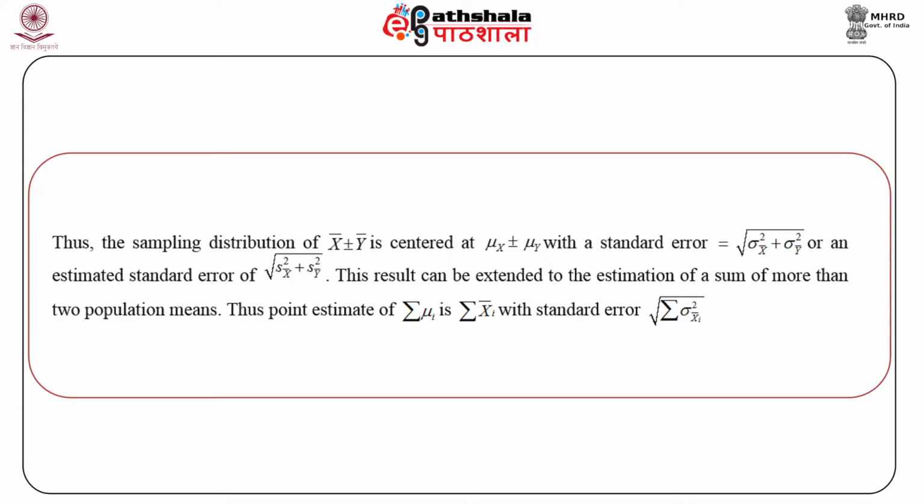Thus, the sampling distribution of x bar plus minus y bar is centered at mu x plus minus mu y, with a standard error equal to the square root of sigma square x bar plus sigma square y bar, or an estimated standard error of the square root of sx bar square plus sy bar square. Now, this result can be extended to the estimation of a sum of more than two population means. The point estimate of sigma mu i is equal to summation x i bar, with the standard error of the square root of summation sigma x i bar square.